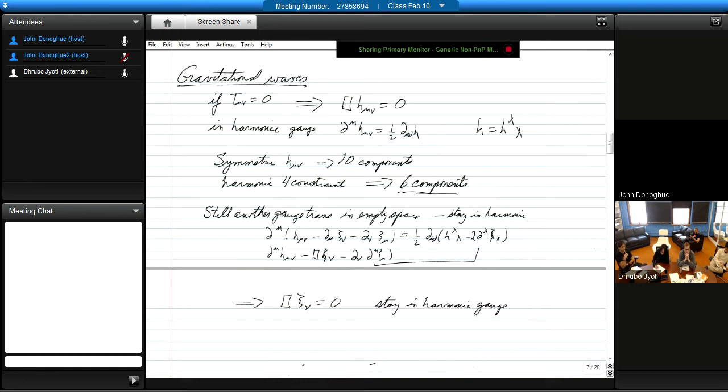Which is good. Box C equals 0 and box H equals 0 is compatible. So we've not done anything to damage the theory. So now we've got 4 more constraints.